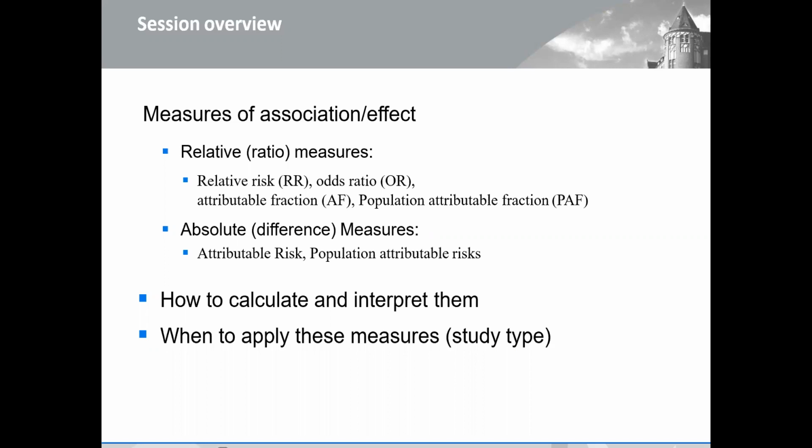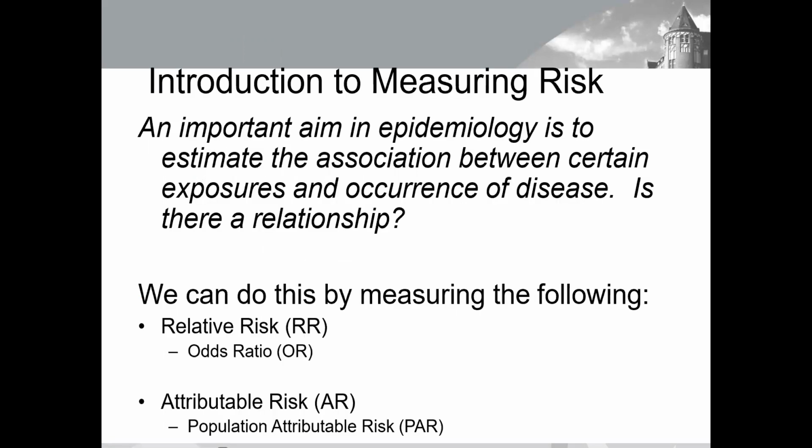We'll describe how to calculate and interpret some of them, and also discuss in which type of study designs we use some of these measures, because it differs in terms of where we use them. As an introduction, remember, as we discussed, one of the important aims in epidemiology is to estimate association between certain exposures and occurrence of disease. So we always want to see if there is a relationship between exposures and occurrence of disease.